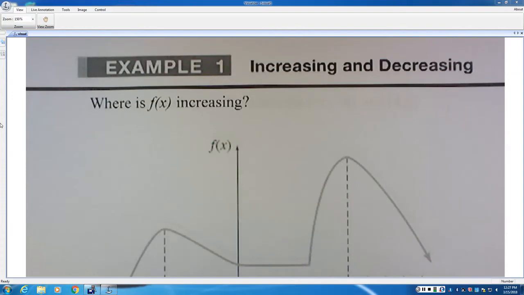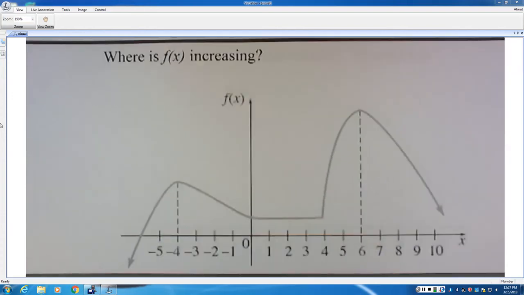So let's look at this graph, and I want you to explain to me using interval language, where is this function increasing? And remember, we're talking about in terms of x values.